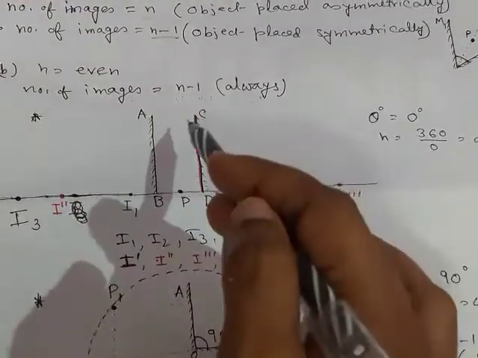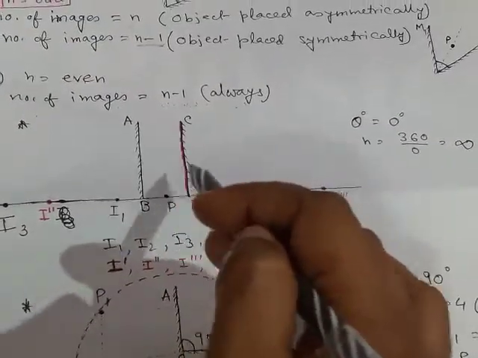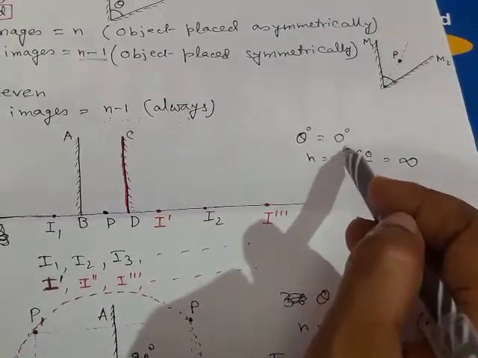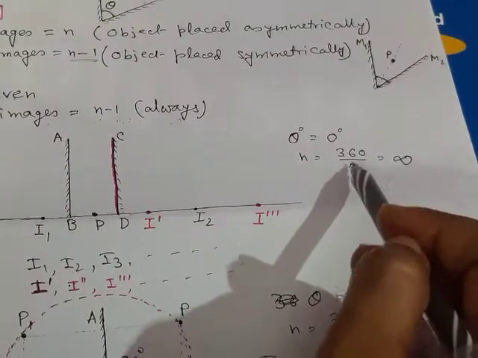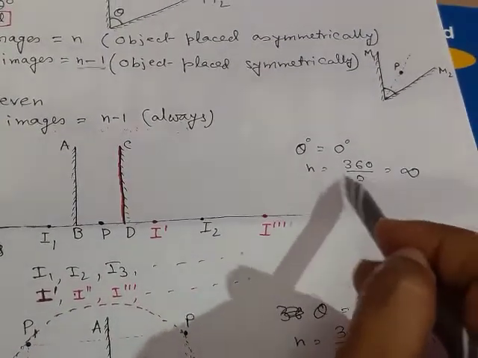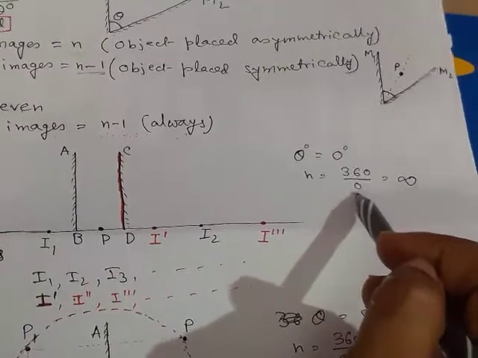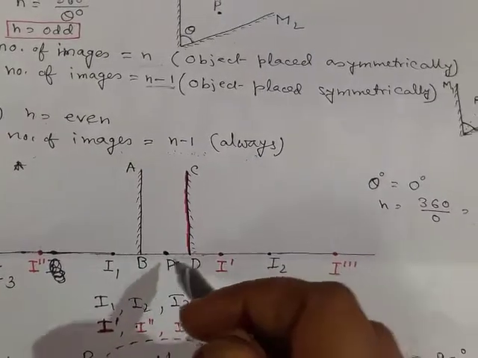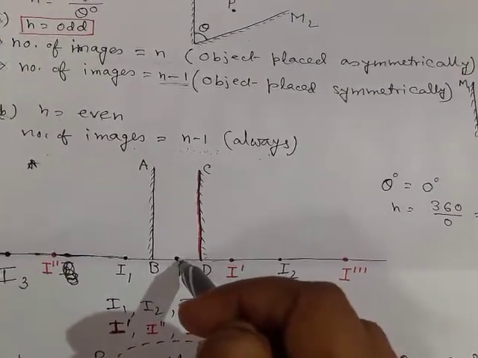This is a mirror AB and this is a mirror CD, and these two mirrors are parallel to each other, that is, the angle between them is 0 as they are parallel. So n is equal to 360 by 0, and any number divided by 0 gives infinity. So when an object, say P, is placed in between the two mirrors, and the two mirrors are parallel, then we will get an infinite number of images of that object.